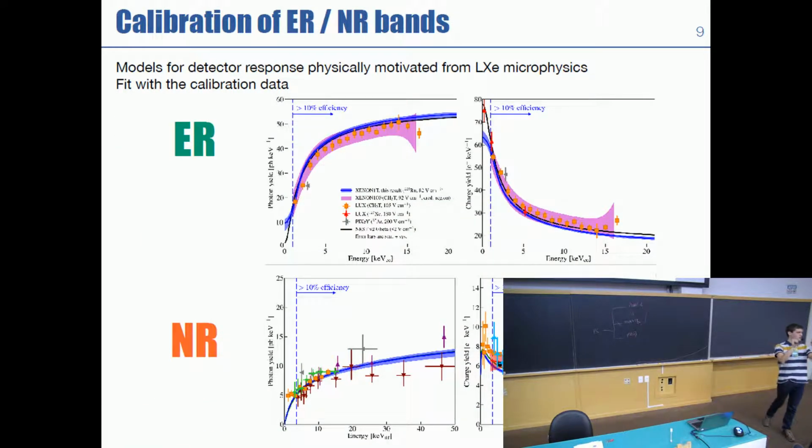Both of the shapes of these bands are parameterized using a physical model. So we model the microphysics in liquid xenon. Actually, it's not such a simple process, the way that you get these ionization and scintillation signals. We model this using a physical model and fit it to the calibration data we see. And that's what you have here. You have the light yield on the left and the charge yield on the right for both electron and nuclear recoils.